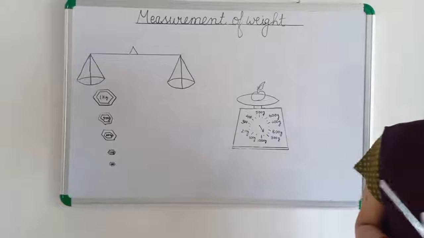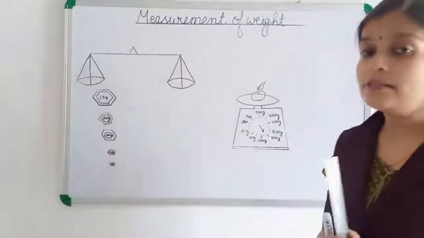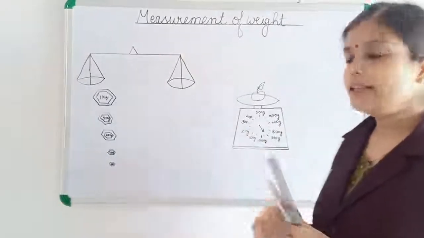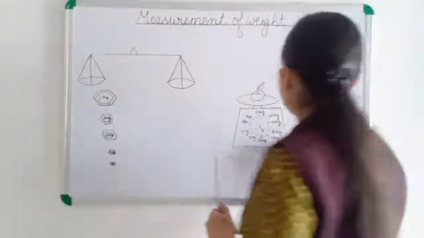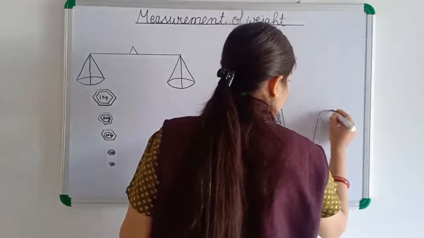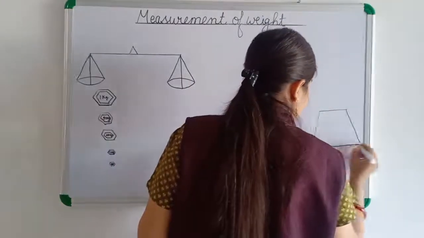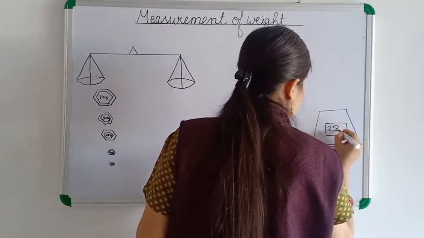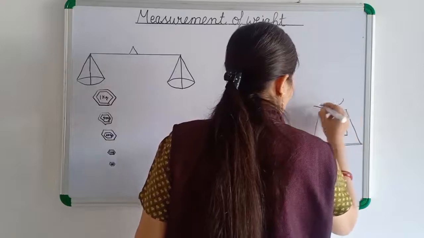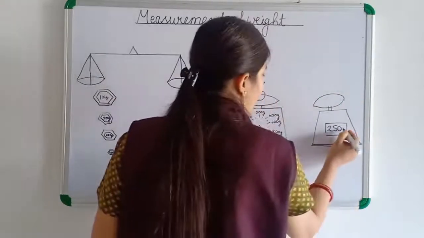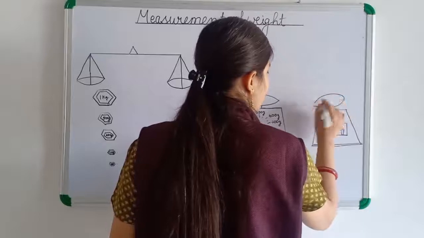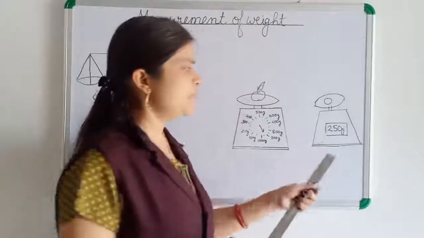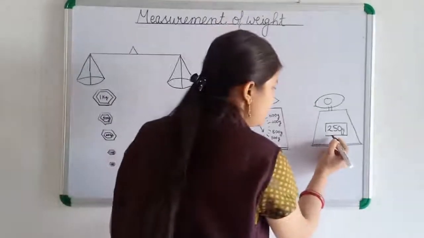And nowadays we have seen some digital scale balances also. There is no scale. Instead of that there is one display area like this. In this type of balance there is one display area, and whatever object we keep over here, it will measure the weight of that object by displaying it here.